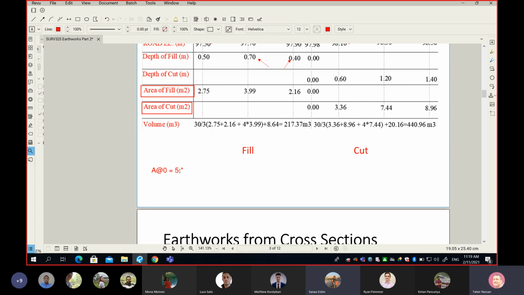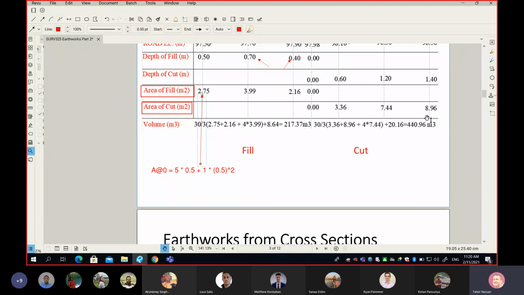Look at the table. Look at my screen. How much is my depth of fill at station 0? 0.5. Exactly. So this number is 0.5, plus, we already agreed that our Z is equal to 1, and then multiply by the C, which is 0.5. So guys, you take the 2.75 and you put it here in the area of fill.